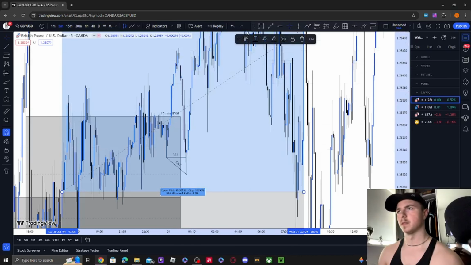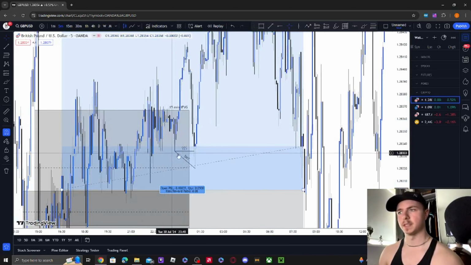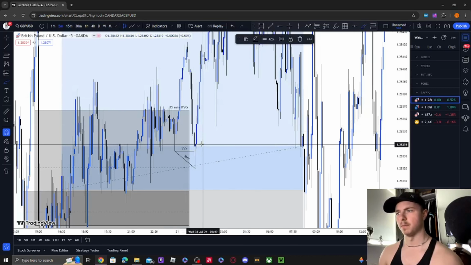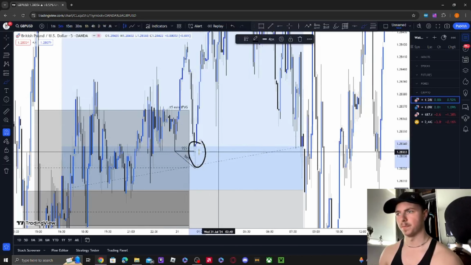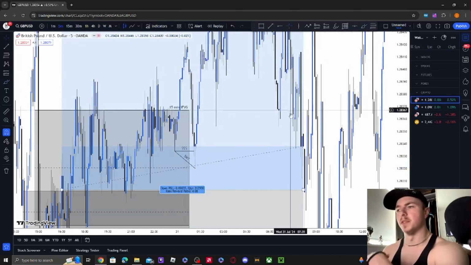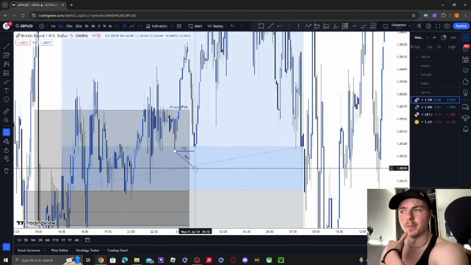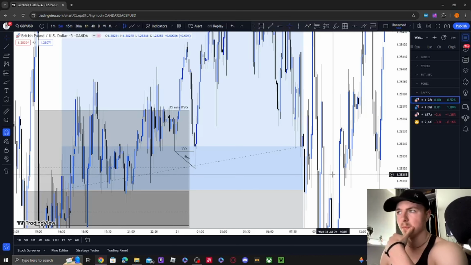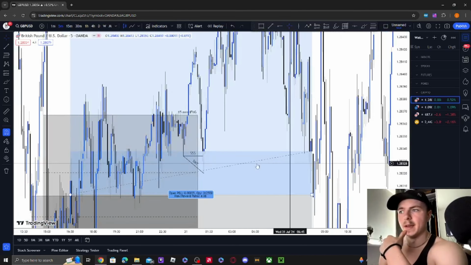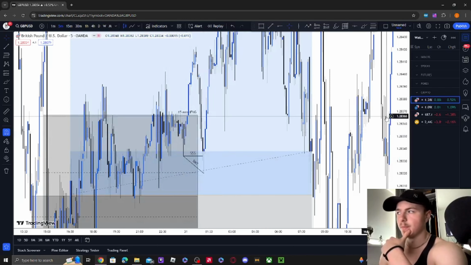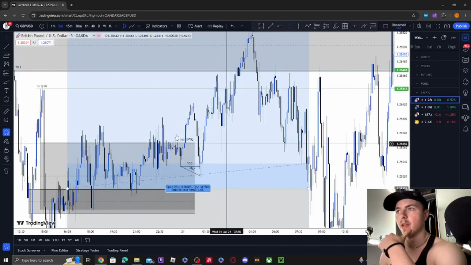Oh shit! And I thought this candle here as well. I think this one was a turtle soup, but I'm not actually too sure. Not familiar with that confluence, so I don't use it. But we came on down and then closed very bullish. So I think it might have been, but you know. Turtle soup, liquidity sweep, SMT, inverse the news gap.